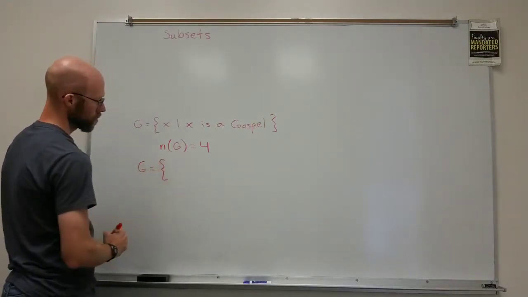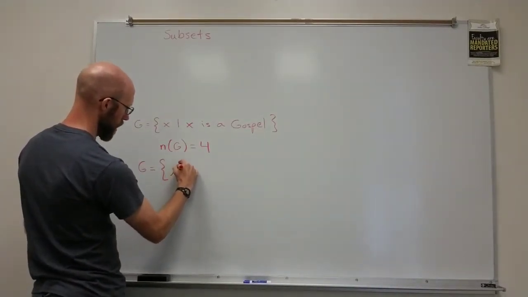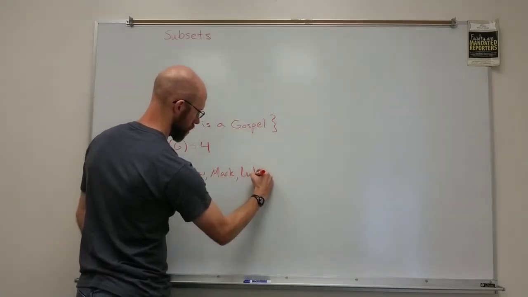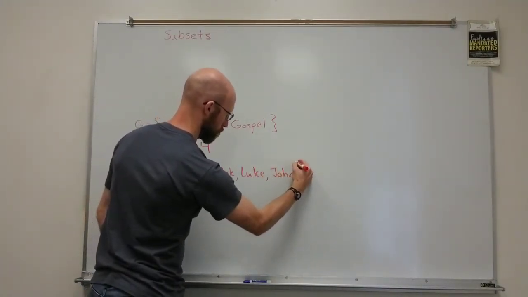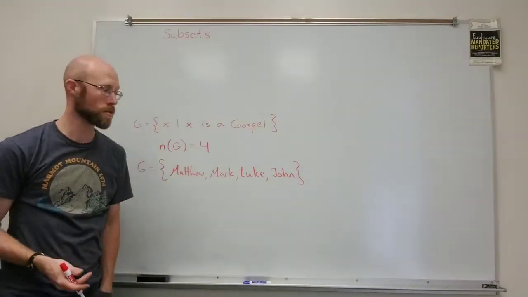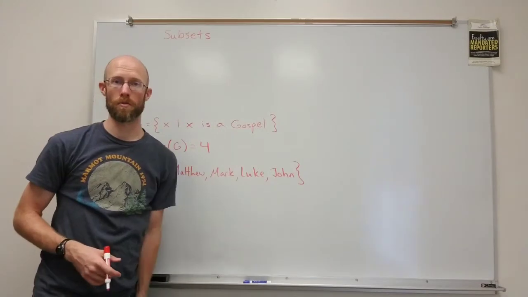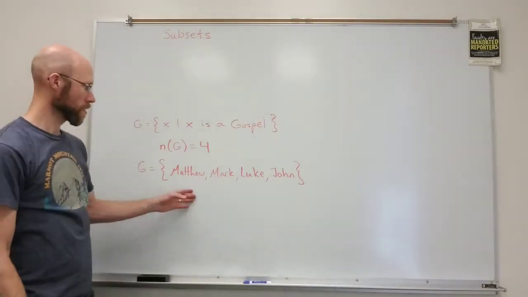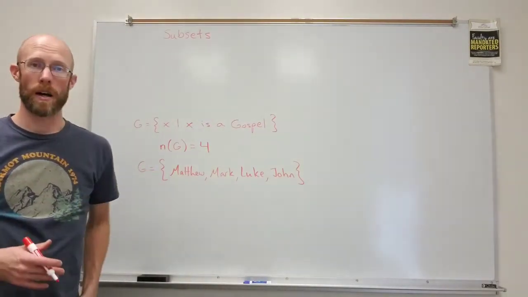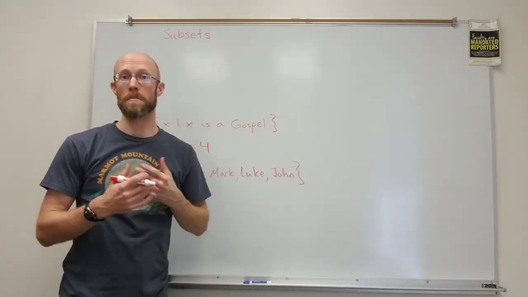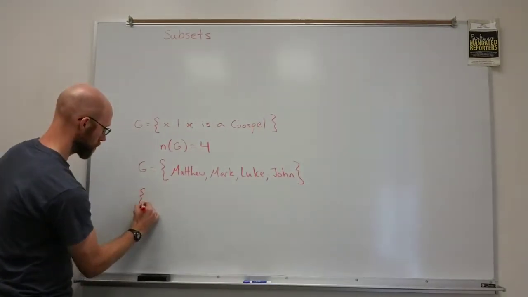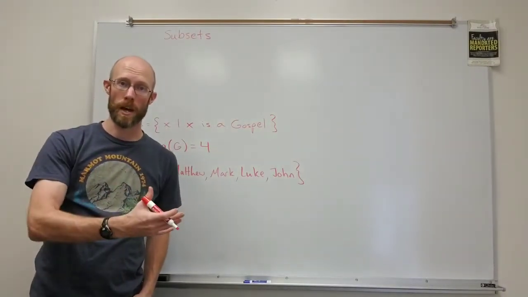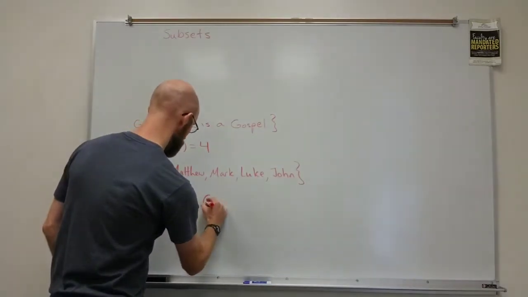G is equivalent to the set containing Matthew, Mark, Luke, and John. Now the books in the Gospels are named after their authors, and so these are the four authors, therefore the four names of the books. Now let's take a look at all of the possible subsets of the Gospels. Any set, every set, has the empty set as a subset. So the empty set is a subset of G. We also know that every set is a subset of itself. And so we can say that G is a subset of G.